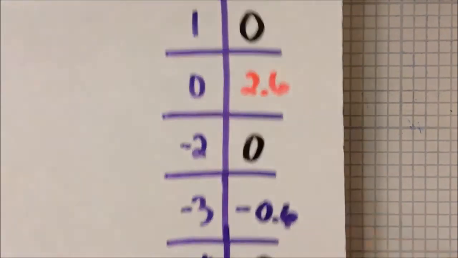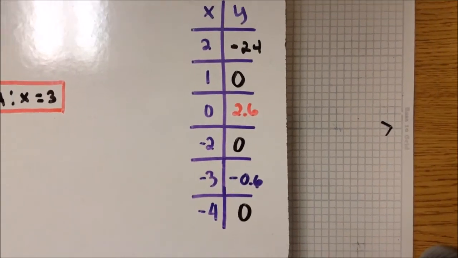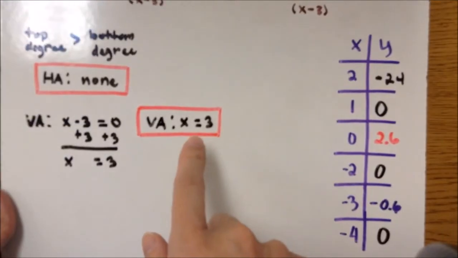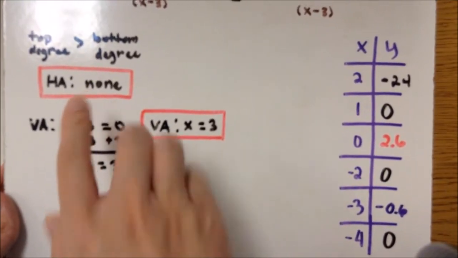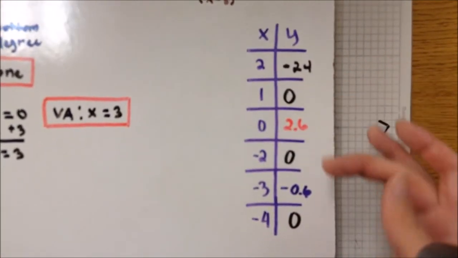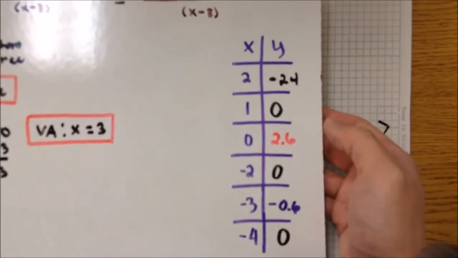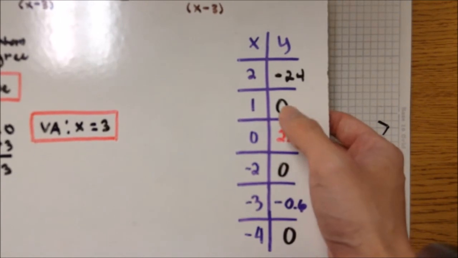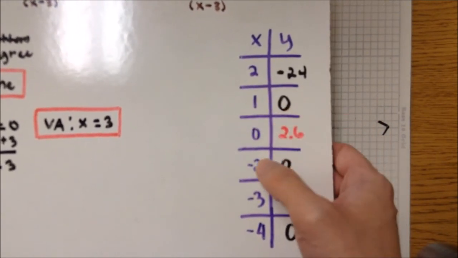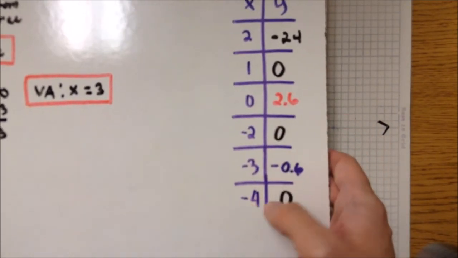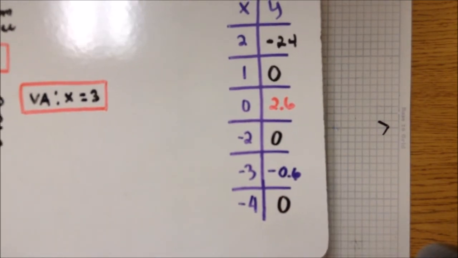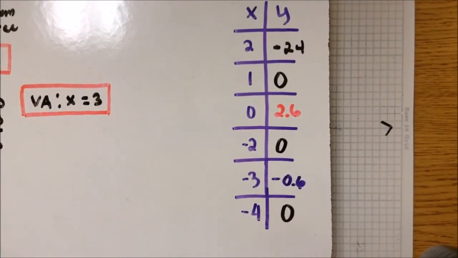Alright, so looking at the information again, so we got our vertical asymptote and our horizontal asymptote. Now we just need to plot these points. So let's do the x-intercepts. 1, 0, negative 2, 0, and negative 4, 0. So again, we're just going to plot the x-intercepts.